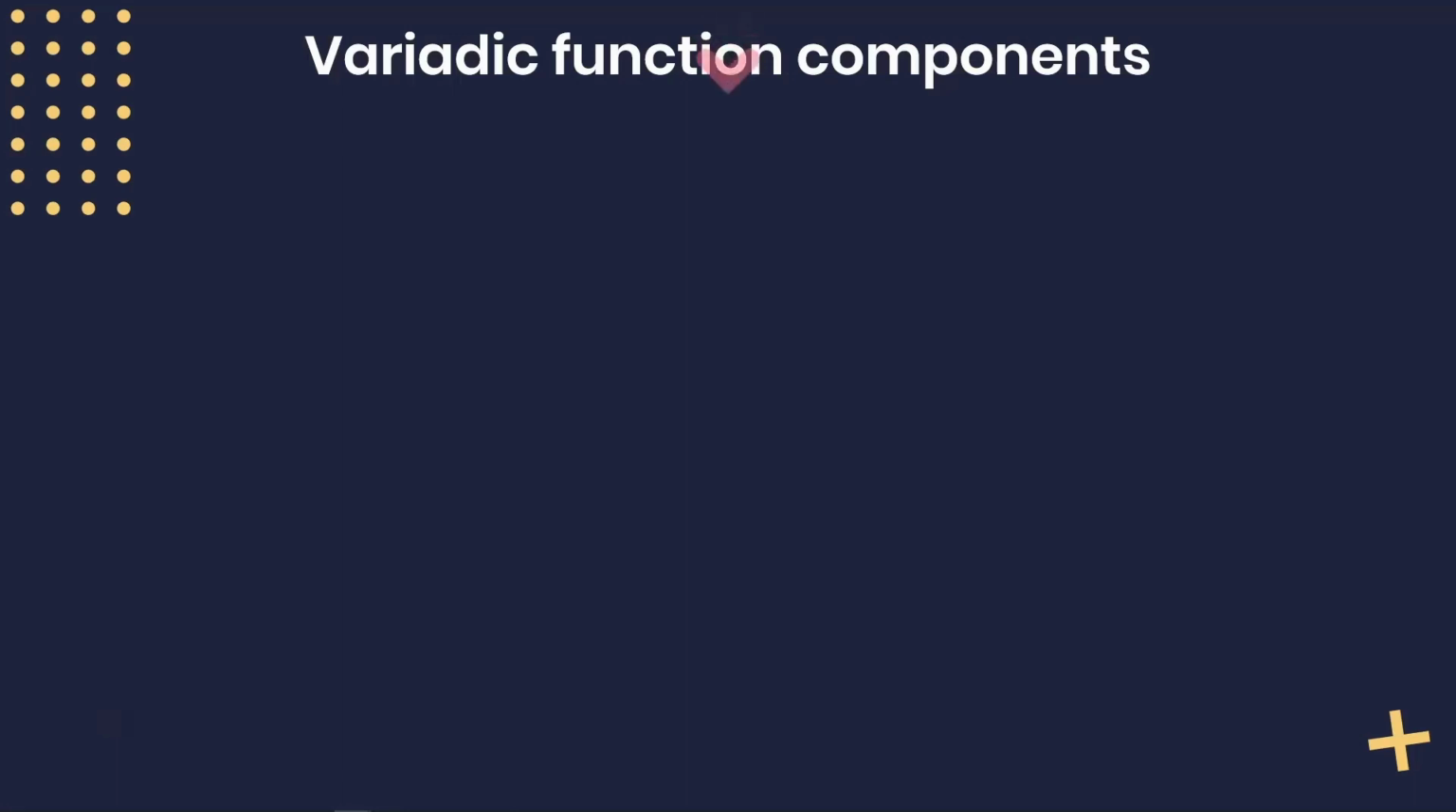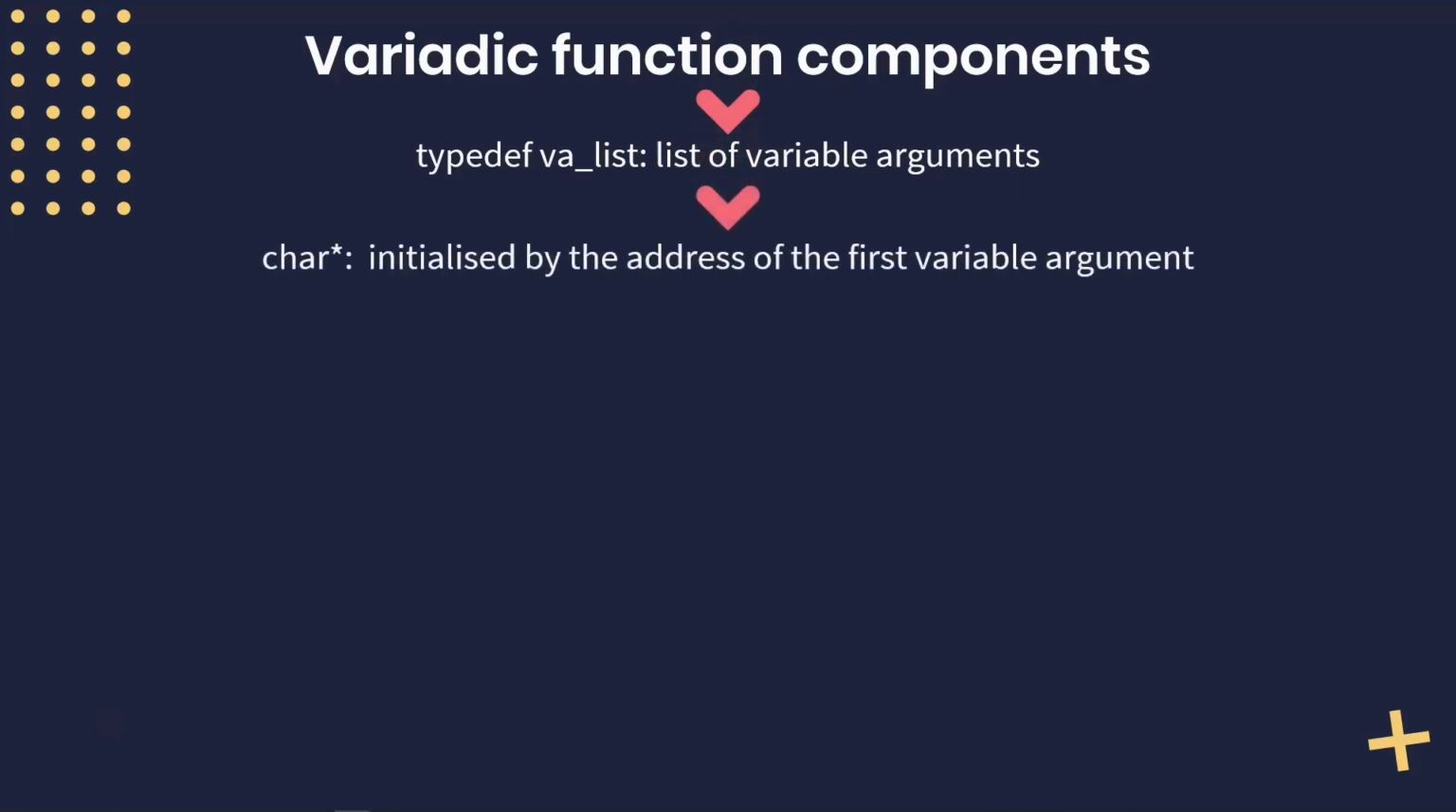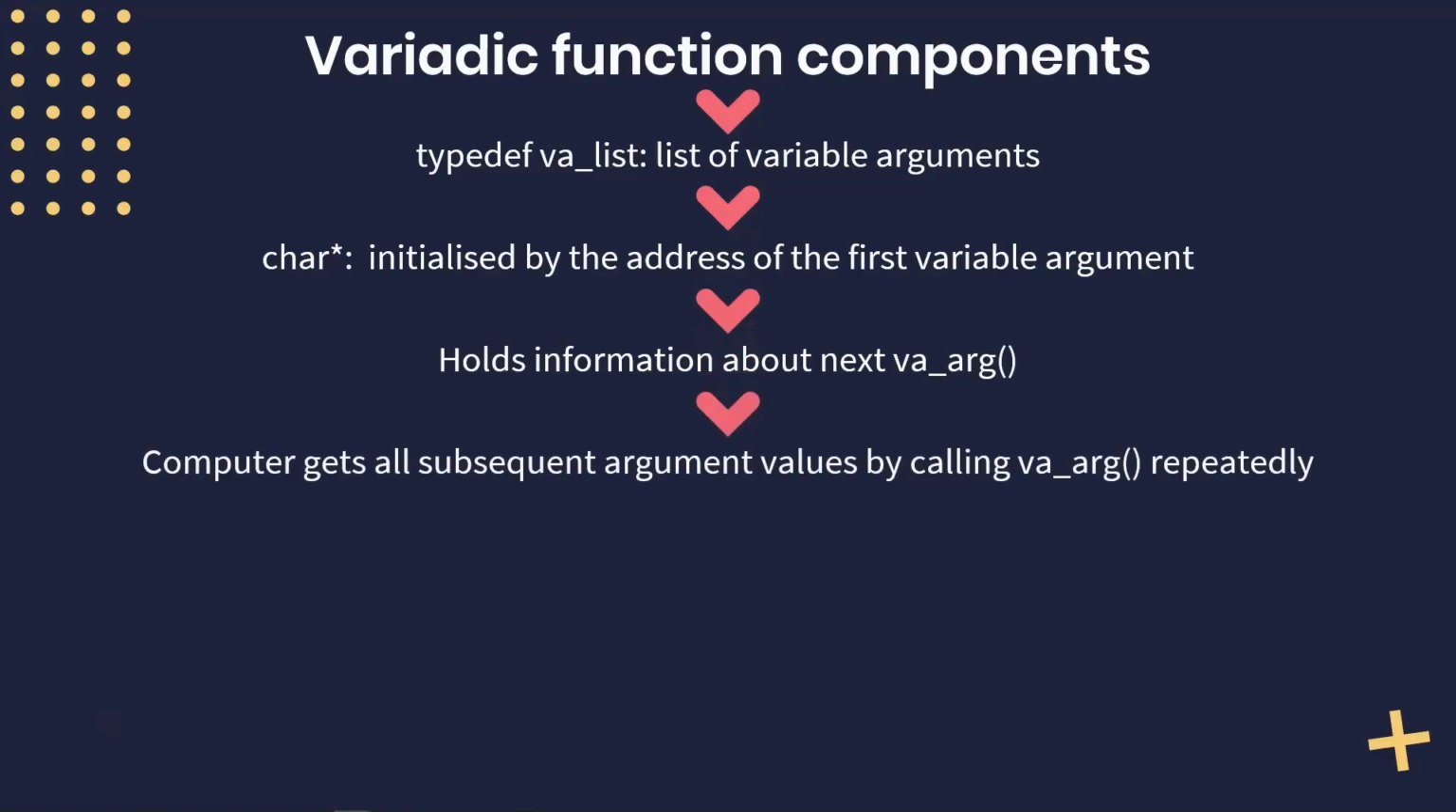First up, we have typedef va_list. This is a list of variable arguments. A char variable which will be initialized by the address of the first variable argument. It's an opaque variable that holds information about which argument we're going to get next with va_arg. The computer just keeps calling the function va_arg repeatedly. The va_list variable is like a monitor that tracks where we're at in progressing with the list. In spite of that, we still need to initialize that variable to a value that makes sense.